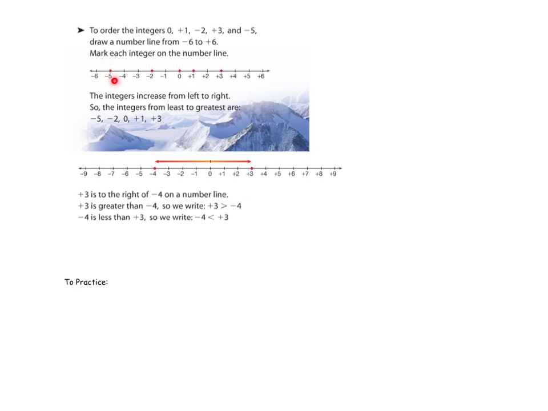Negative 5 is our most to the negative side. Next most to the negative side, negative 2. So that would be our next smallest number. So negative 5, negative 2. Next closest to the right, I guess, or in the middle, would be 0. Next closest would be positive 1. And then positive 3. That's how we would order our numbers from smallest to biggest.